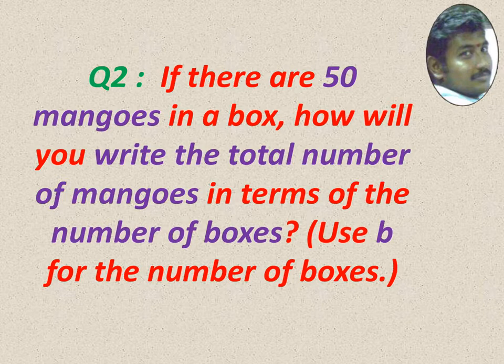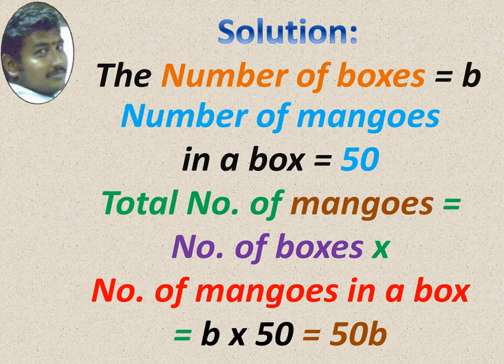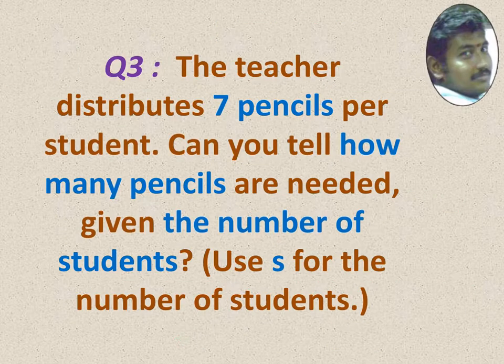You see the next question. If there are 50 mangoes in a box, how will you write the total number of mangoes in terms of the number of boxes? Use b for the number of boxes. Solution. The number of boxes is equal to b. Number of mangoes in a box is equal to 50. So the total number of mangoes is equal to number of boxes into number of mangoes in a box. So b into 50, that is 50b. Hope you understand. See the next question.